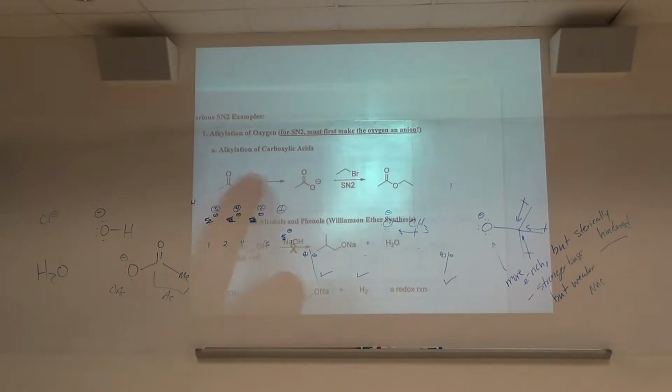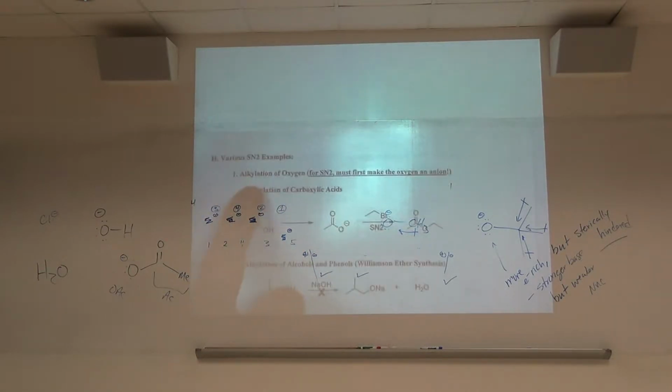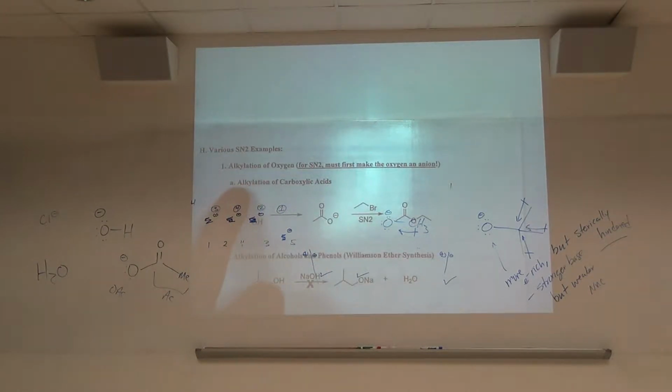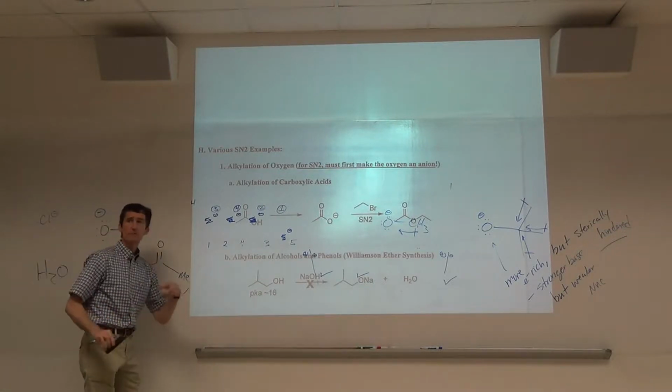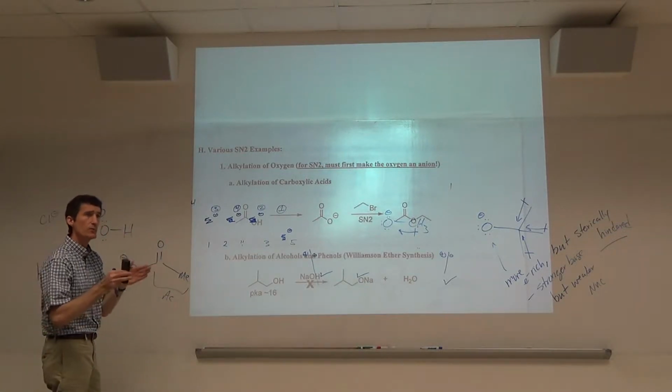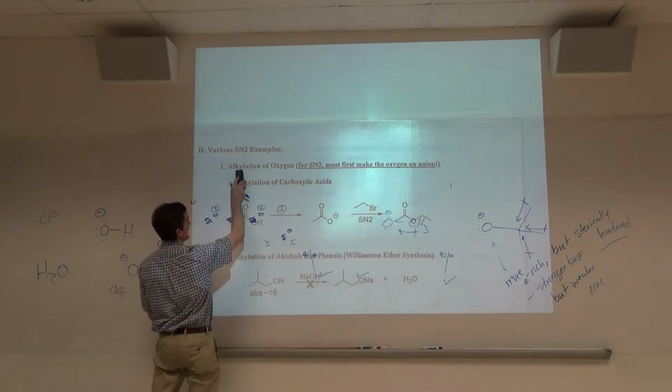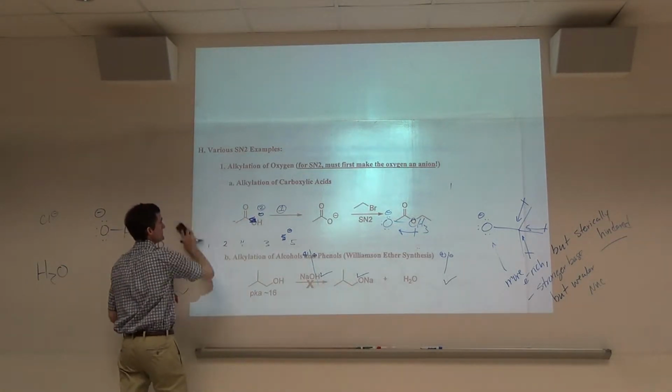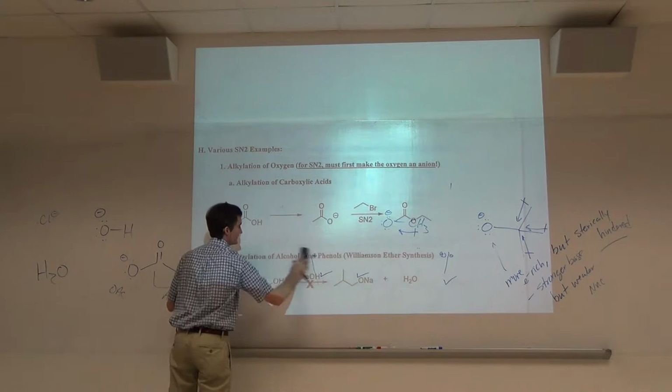Okay, let's look at various SN2 examples. All these should fall under what we've talked about before, but we're going to give them names and look exactly at what we're doing. First one we're going to do is alkylation of oxygen. We're going to put an alkyl group on oxygen.